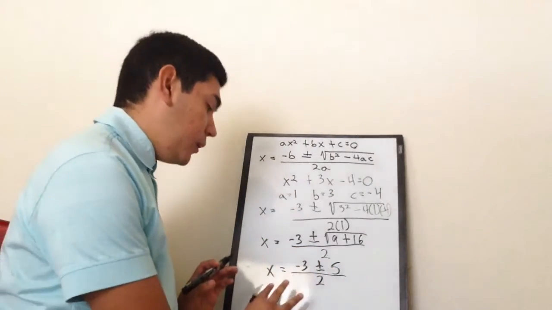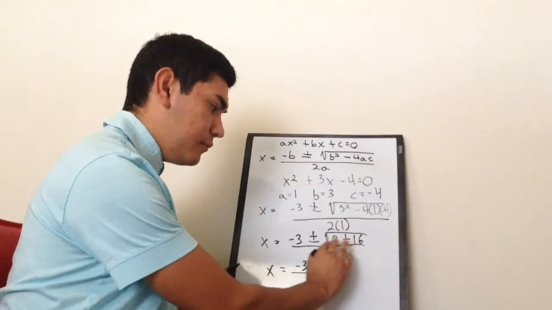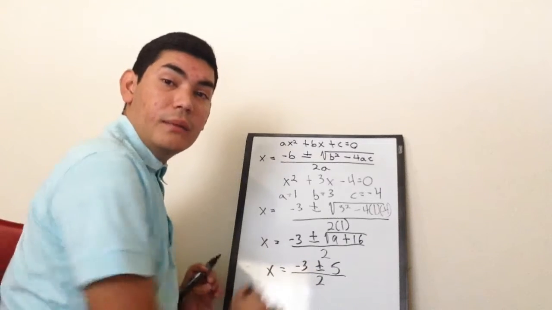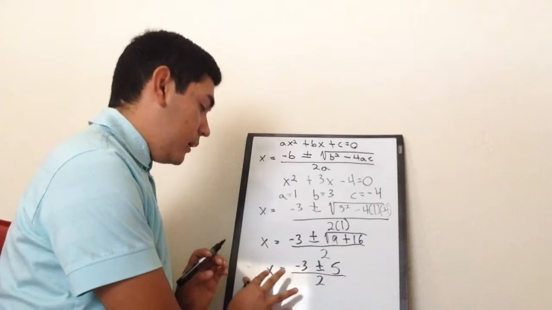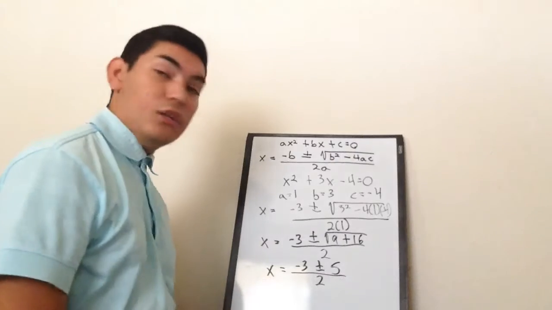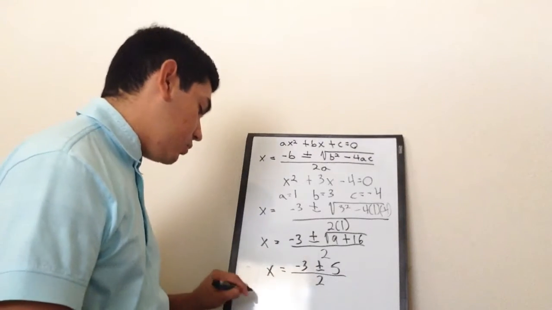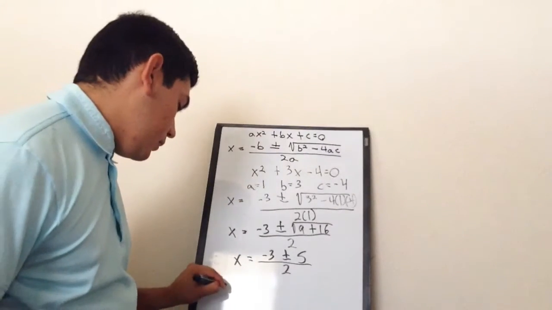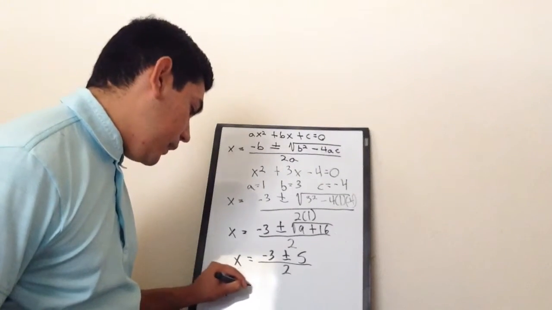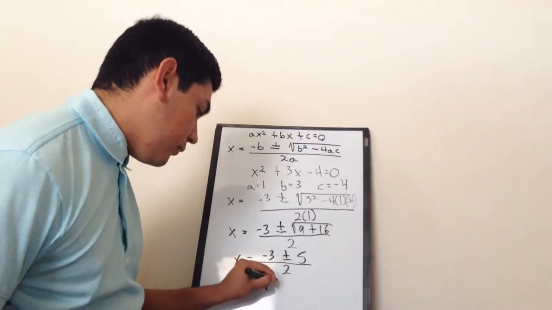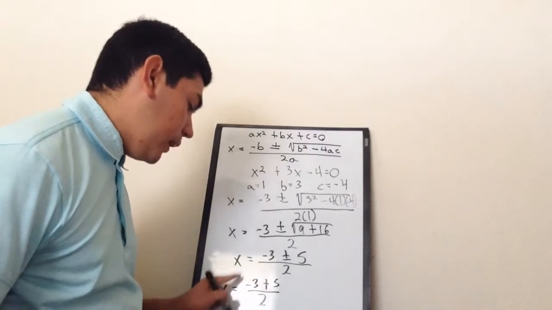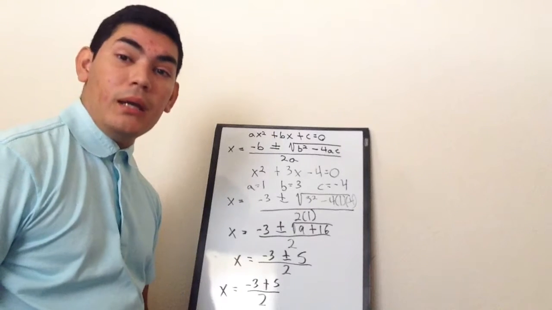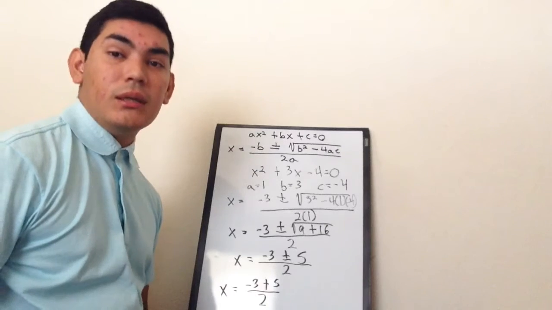So now we have to separate it into two parts. After we found the value of the square root of 25, which is 5, we have to separate it into the plus and the minus. So here on my left and on my right, I'm going to write each one of those. So let's start with the positive. So we're going to have x equals -3 plus 5 over 2. So -3 plus 5 is 2. 2 divided by 2 is, of course, x equals 1.